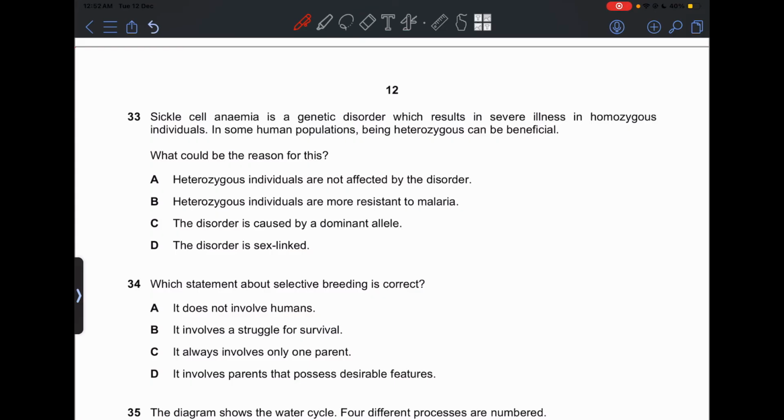B says heterozygous individuals are more resistant to malaria. This is correct because they have the dominant allele, and if they were homozygous recessive, then they would be affected, but they have other genes. So our answer is going to be B.